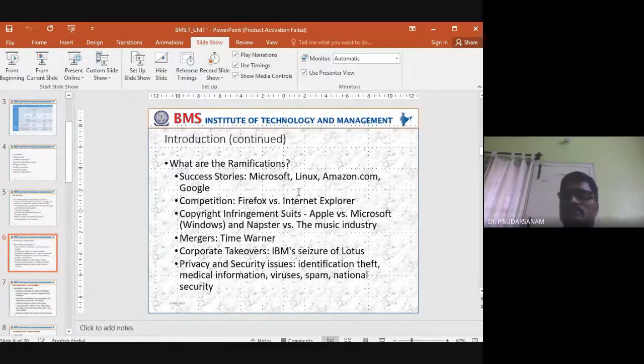If anybody develops any new browser, what will happen? They have to take the copyrights. Then they can sell it and they will be earning the amount. So that is what copyright is.